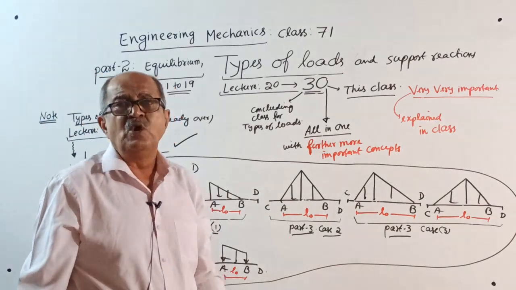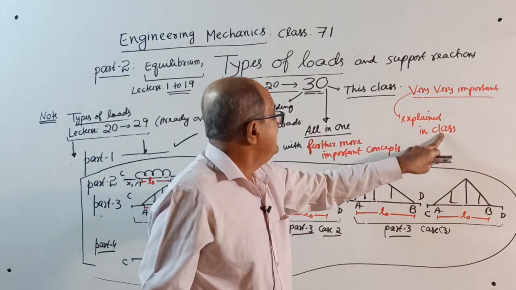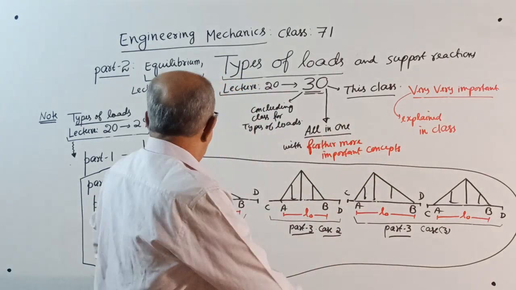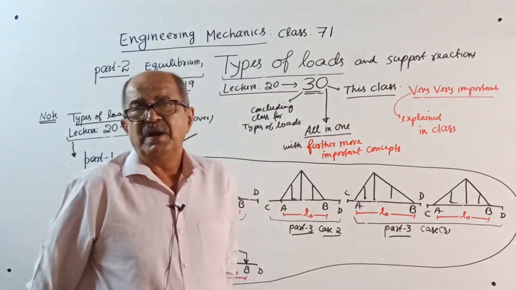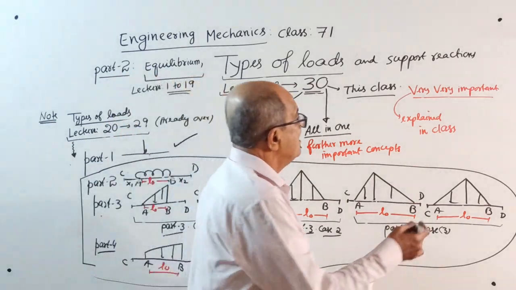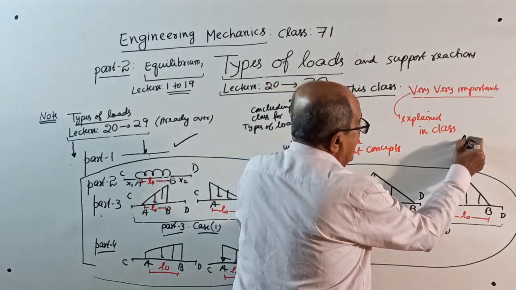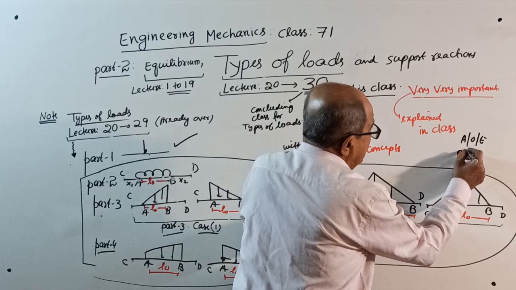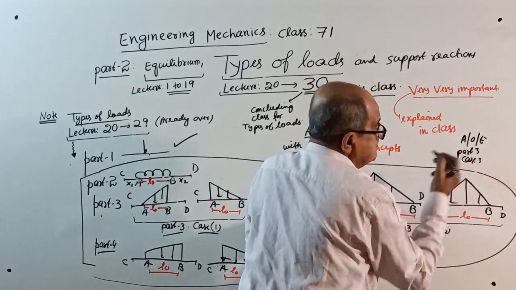These are all thoroughly over. Now, very, very important, I'll explain in the class. What does all-in-one mean? Today's class, with the numerical part, will bring all of these once again. But remember, what is already over earlier, I will write here. If there is difficulty, refer to part 3, case 3. I will write this way.